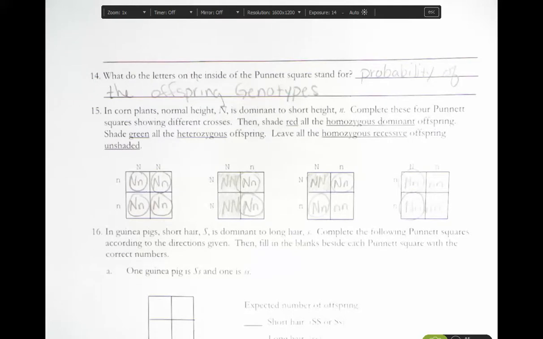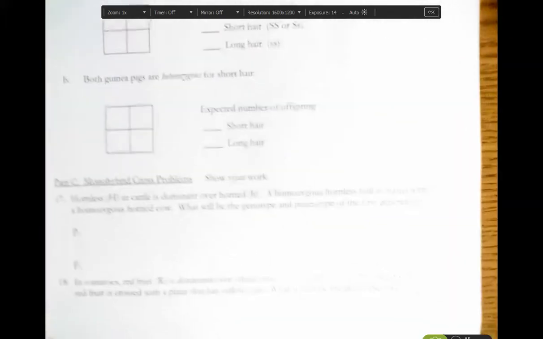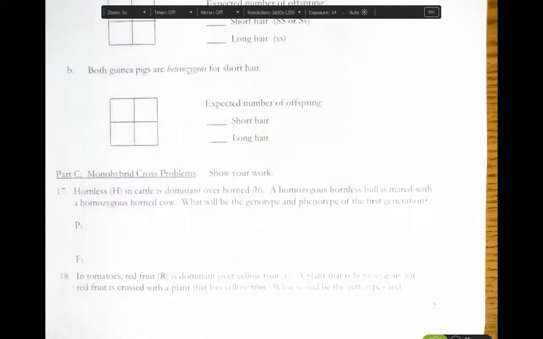We are going to skip number 16 for right now. We'll come back to that. I want you to jump down to number 17. Number 17 wants us to show all of our work.